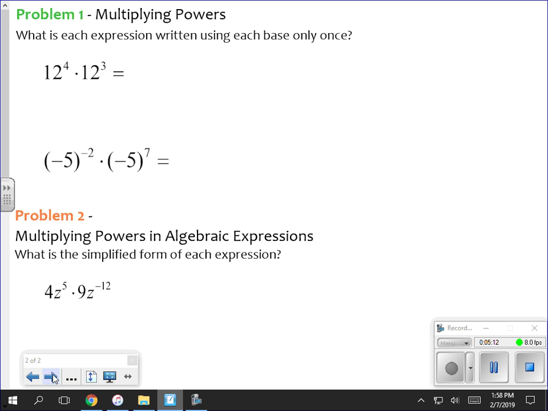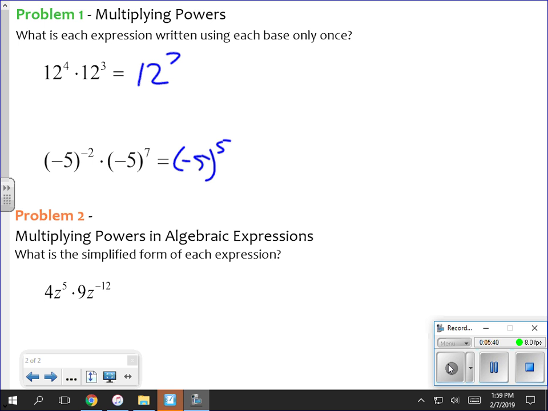Okay, these aren't too terribly bad. 12 to the 4th times 12 cubed is 12 to the 7th. I have -5 to the -2 power times -5 to the +7 power. This would be -5 to the 5th power, because -2 plus 7 is 5. It doesn't matter what the numbers are. When you're multiplying, you add the exponents. Doesn't matter what they are.